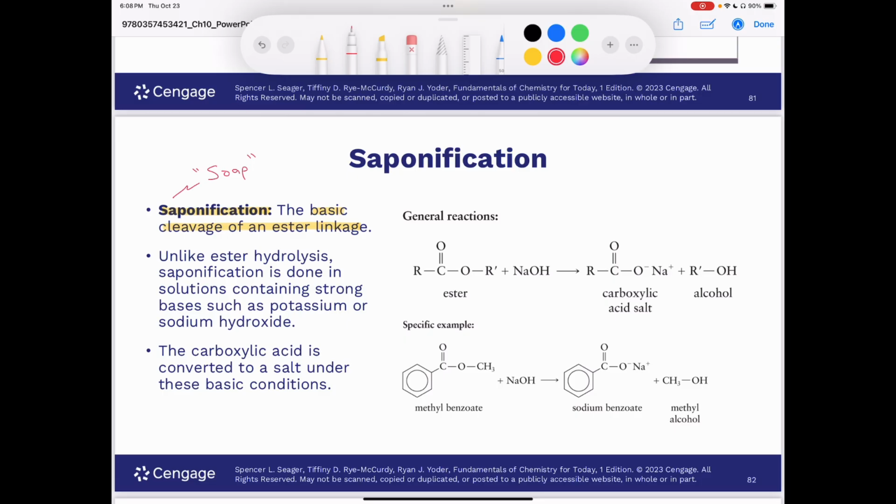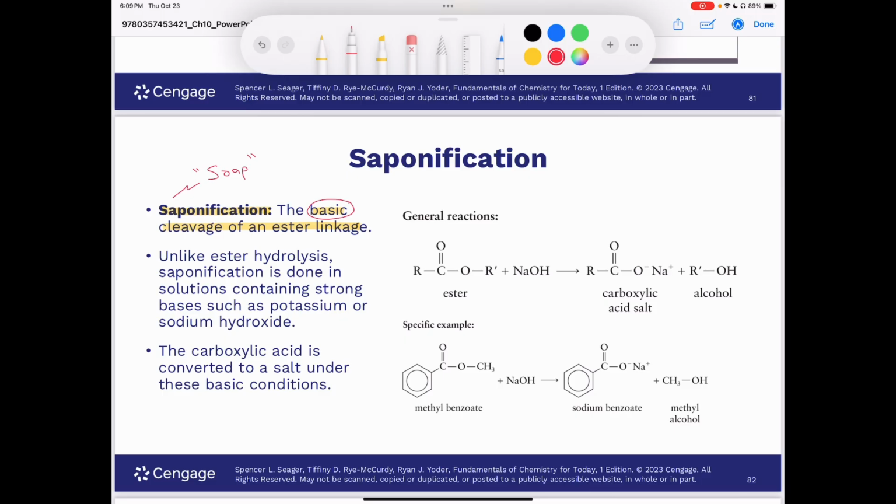They would take animal fat, which is a triglyceride, they'd treat it with base or lye that they would get from ashes from their fires, and they would make a carboxylate salt, which is what soap is essentially. So, saponification, it says here, unlike ester hydrolysis, saponification is done in solutions containing strong bases like potassium or sodium hydroxide. So again, the first hydrolysis that we looked at was done in acid, but saponification is done in what? It's done in base, okay, in strong base.